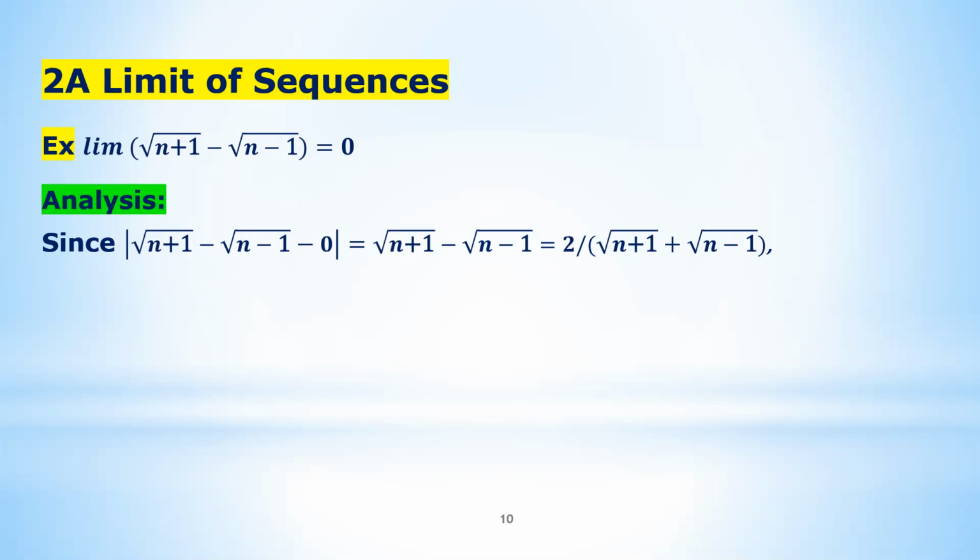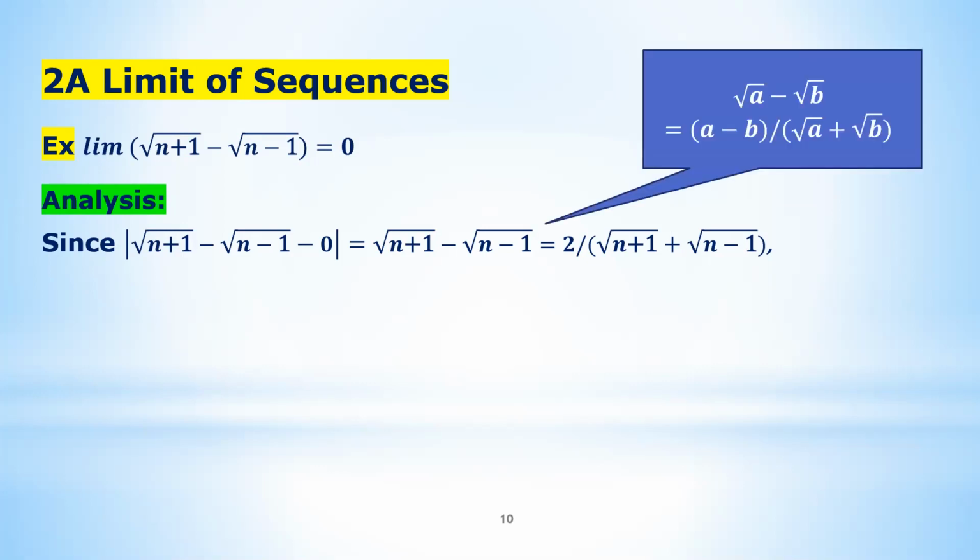Then here you need to use some algebraic manipulation. This turns out to be equal to 2 over square root of n plus 1 plus square root of n minus 1. Now why? Because we remember the formula: if you have square root a minus square root b, this is always equal to a minus b divided by square root a plus square root b. So this is a very basic algebraic formula. You use this formula to simplify your expression, and this is a necessary step.